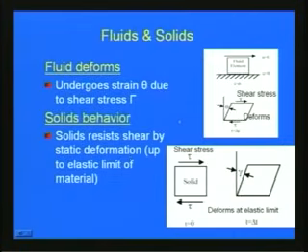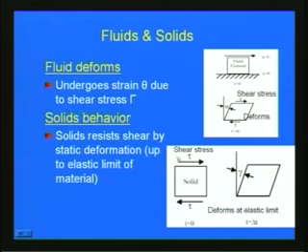So, now let us see what are the major differences between fluids and solids. In this slide, you can see a fluid element. When we apply shear stress, it deforms by an angle theta, and it undergoes a strain theta due to the shear stress.